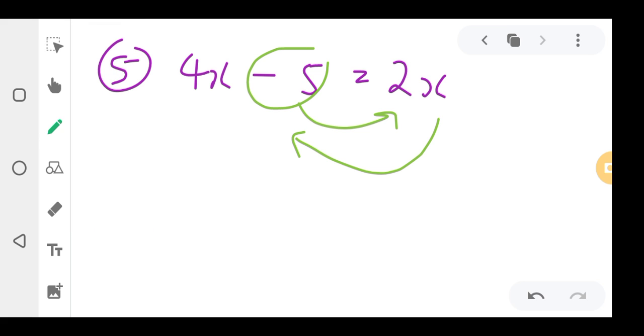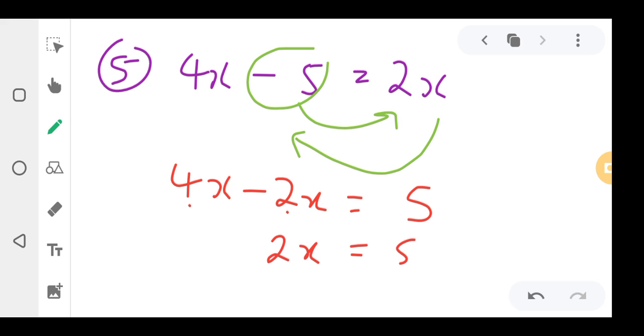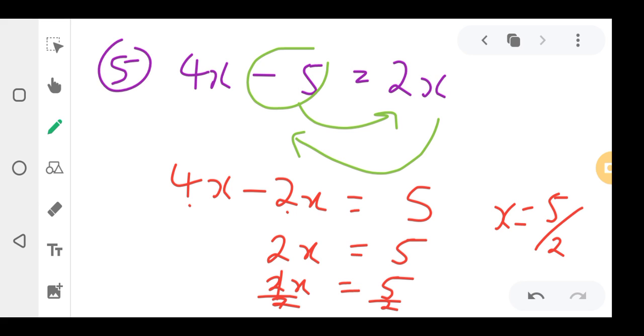So there to be what? 4x, that is 2, which is positive. So it comes here, it becomes negative 2x. This one is the negative 5. When it goes this side, it becomes positive 5. So 4 minus 2, it is 2x is equal to 5. So 2x is equal to 5. You divide by 2, you divide by 2. So x is going to be equal to 5 over 2. That's the answer. That you will be solving downwards. There's no space for me here. Okay.